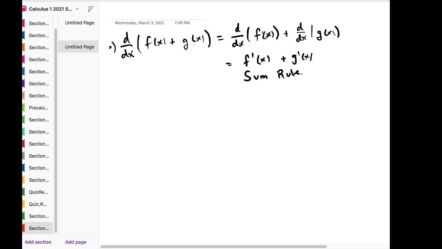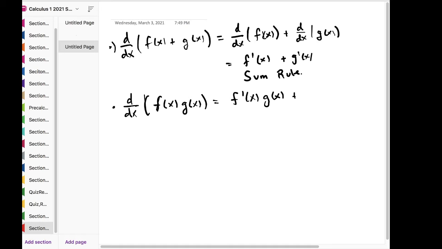And we also had the product rule. How do you take the derivative of a product? Yeah, so you take the derivative of one times the other, and then plus the derivative of the other times the original. So this is the product rule.